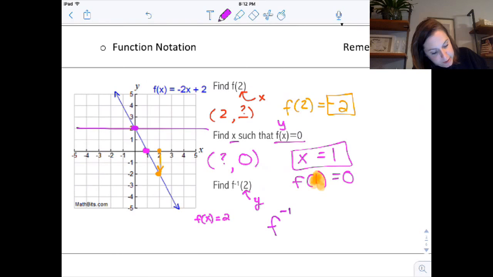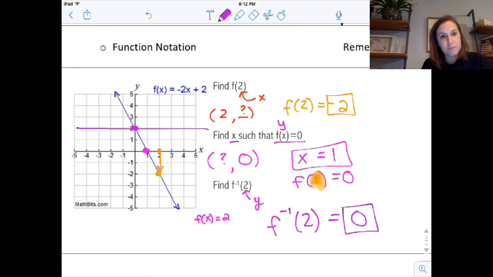And again, we'll do some more with inverses, but this is just playing around with function notation a little bit. Okay, moving on to another sort of application of function notation.